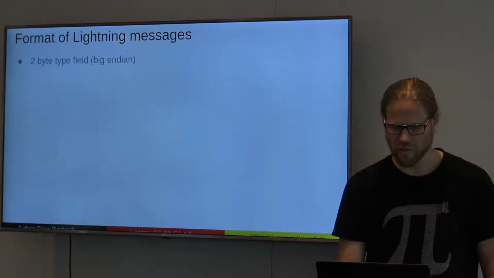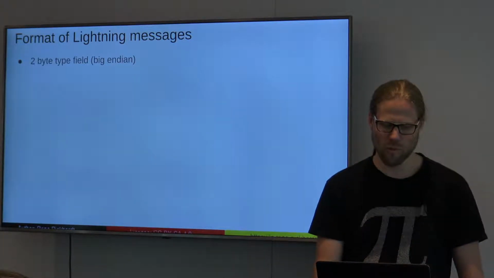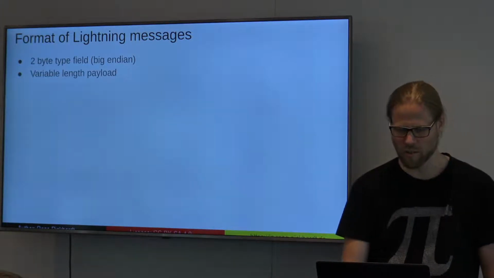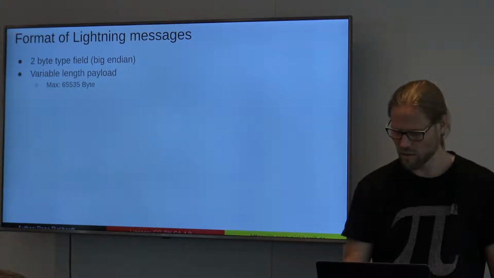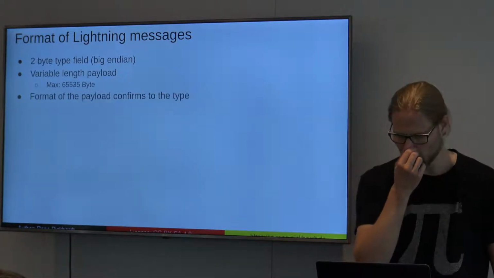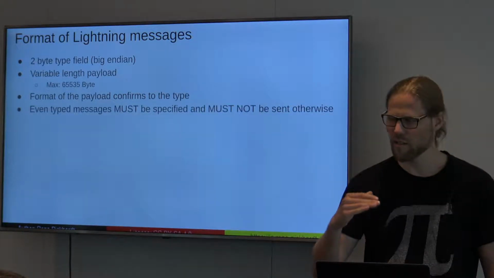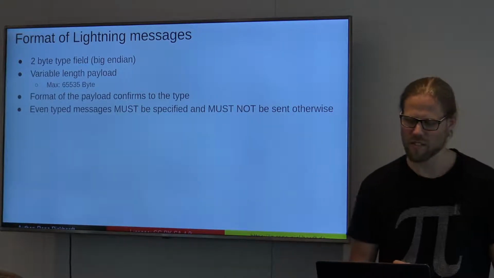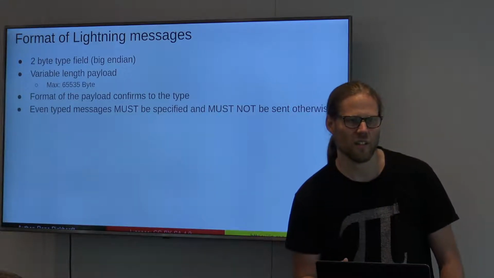So first of all, we have the format of Lightning messages. We have a 2-byte field for the type, and then a variable length payload, which is at most 2 to the 16th minus 1 bytes. The format of the payload conforms to the type, right? This is all specified in the BOLTs when you read about them. And even typed messages must be specified and must not be sent otherwise.